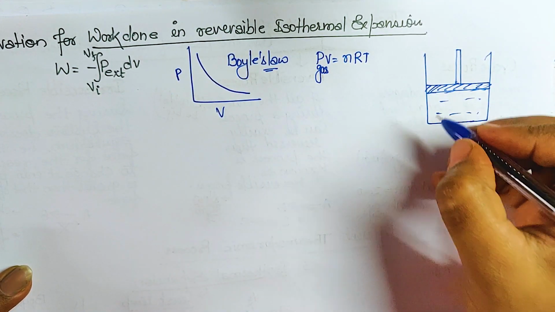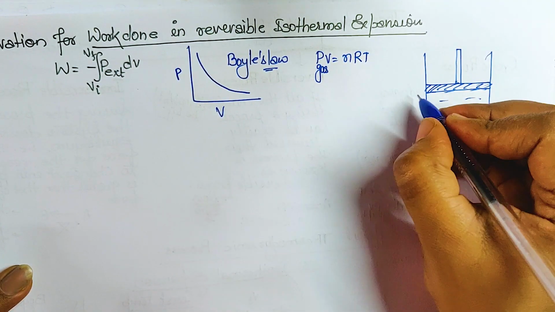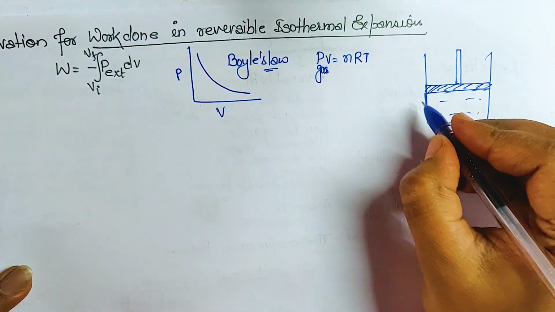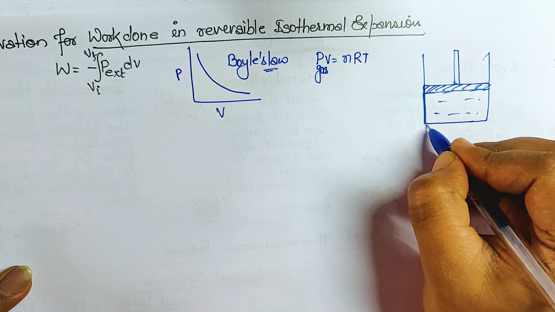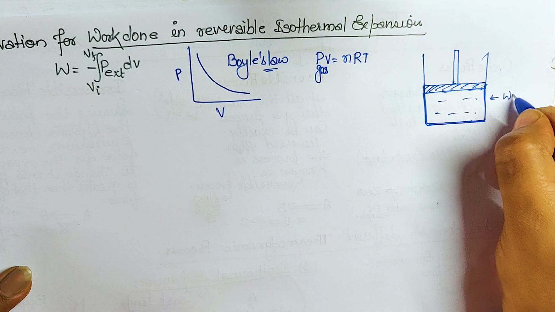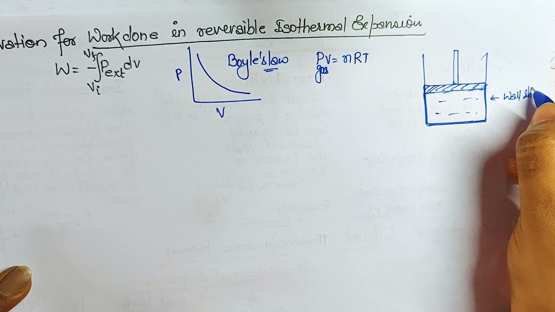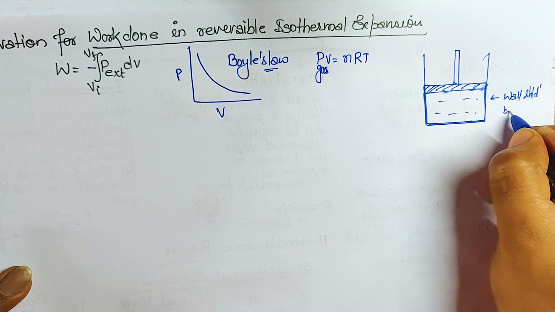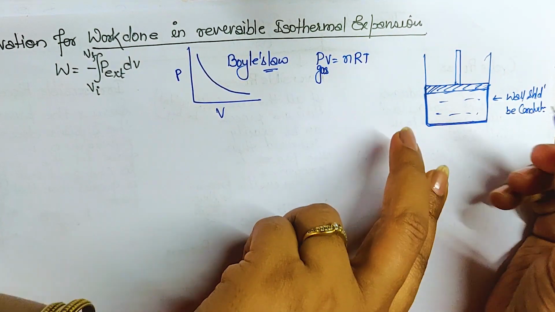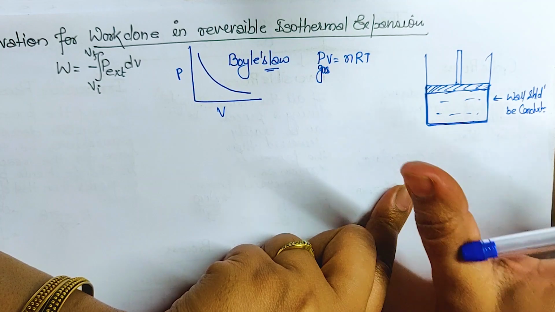Done. And this is the gas, and here is P external, and this is the wall. Since it is isothermal, the wall should be conducting. Got it? The wall should be conducting.